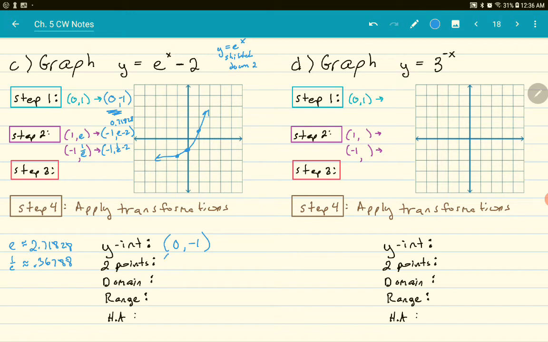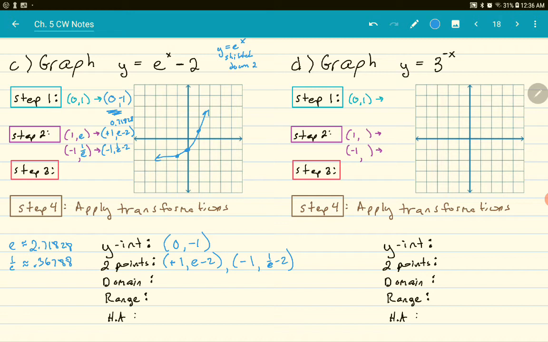And then the 2 additional points we got are negative 1, and then e minus 2, and sorry, that's a positive 1. That's a positive 1. And then negative 1, 1 over e minus 2.